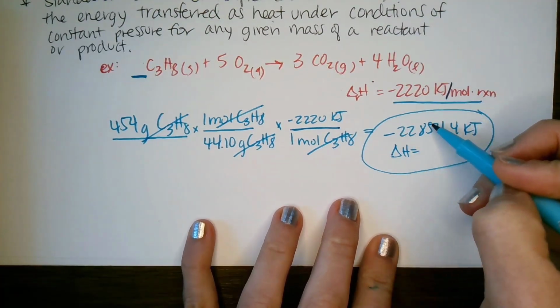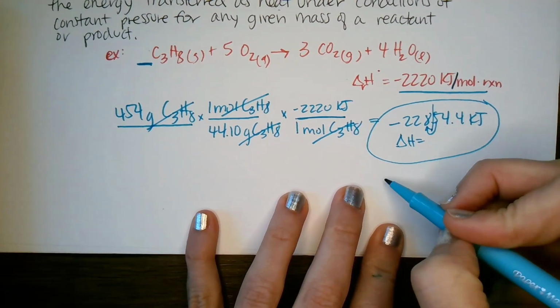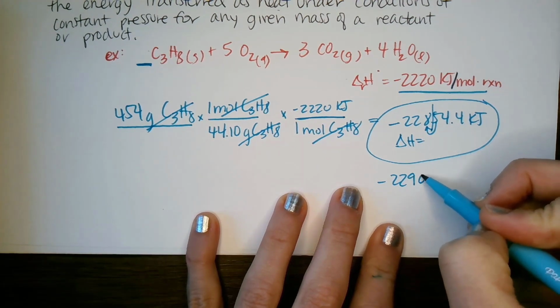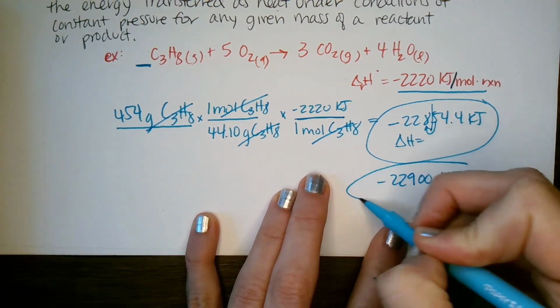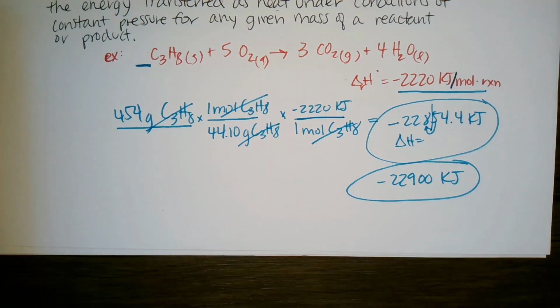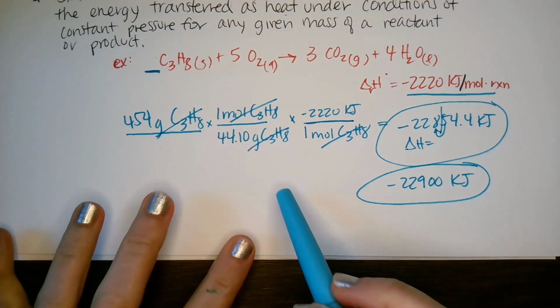And we probably should look at significant figures. We started with 3 significant figures, so I'm ending with 3. 1, 2, 3, that 8 is going to make that a 9, so negative 22900 kilojoules.